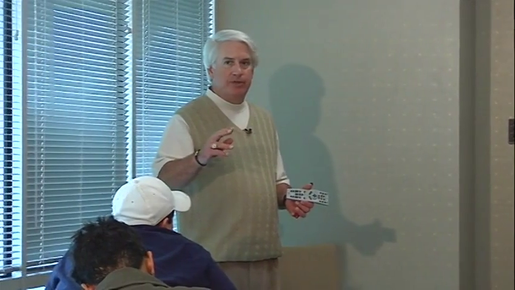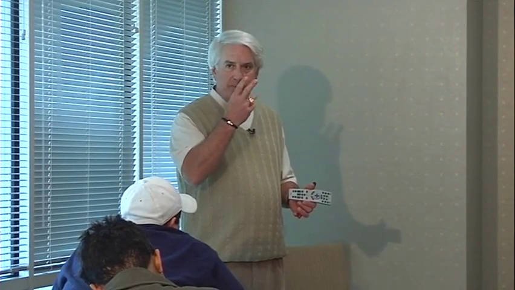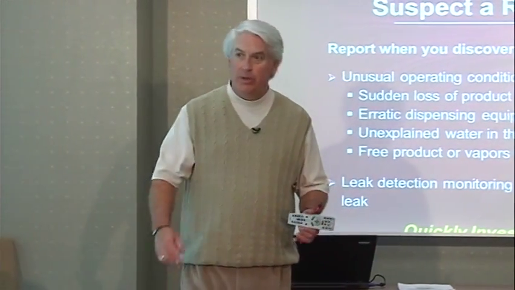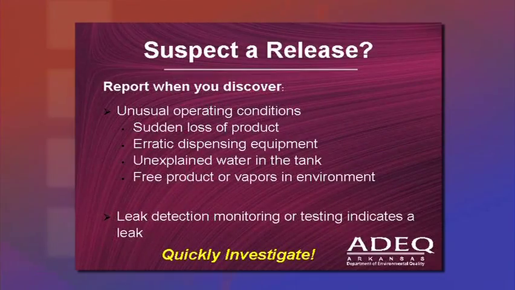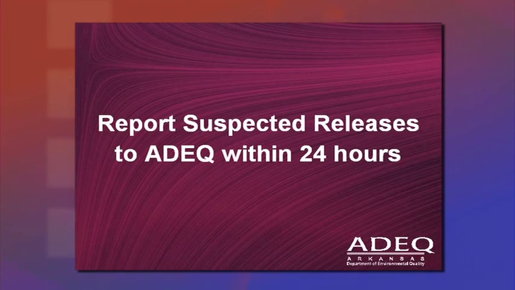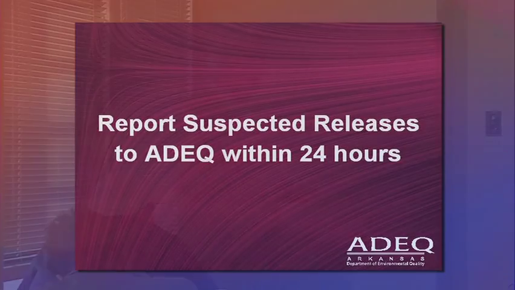Or, as we talked about earlier, if you're walking around your facility and you can smell vapors that you generally don't smell, or you can see a sheen on any of the water that's in ditches in proximity to your facility, there's a sheen on that water, suspected release. Or any of your leak detection methods indicates that you've had a release. So good, report them within 24 hours. Don't let that be the way to keep you from using the Petroleum Storage Tank Trust Fund.